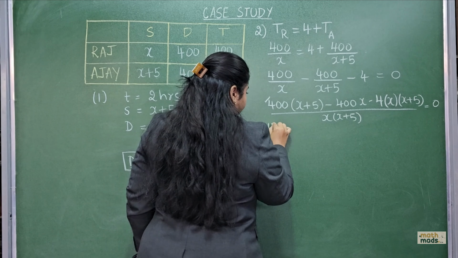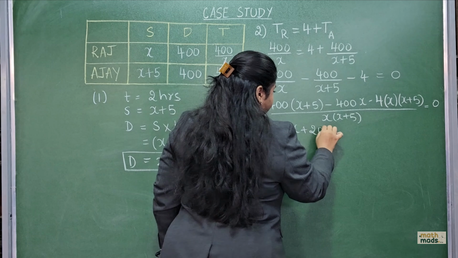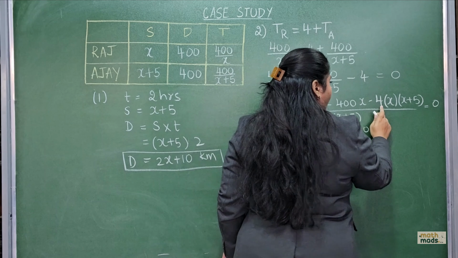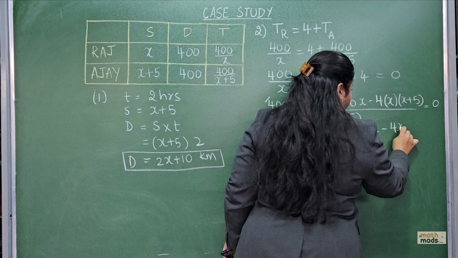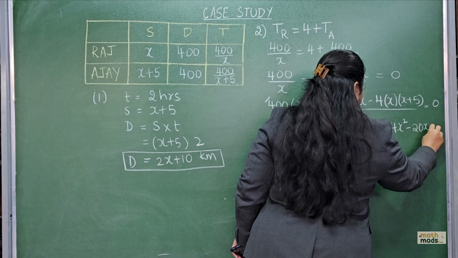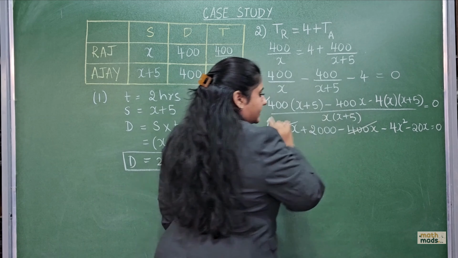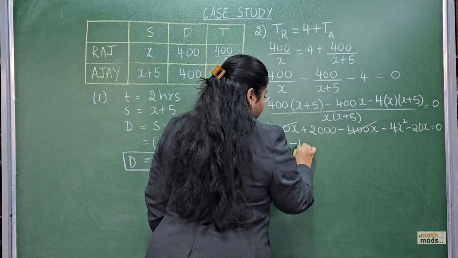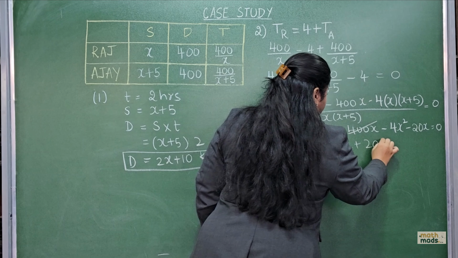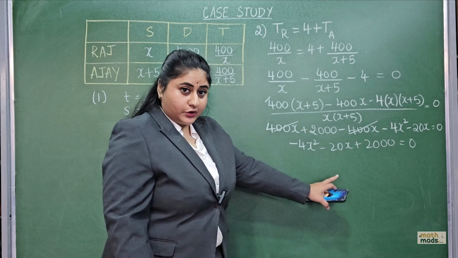So let me open the brackets now. 400X plus 2000 minus 400X minus 4 into X, that is 4X square, minus 4X into 5, that is minus 20X is equal to 0. Now on further simplification, you can cancel 400X and minus 400X. You are left with minus 4X square minus 20X plus 2000 is equal to 0. Now this is very huge. So let me divide the entire equation by 4.